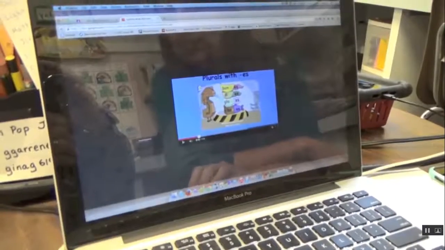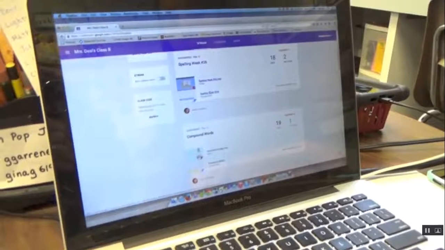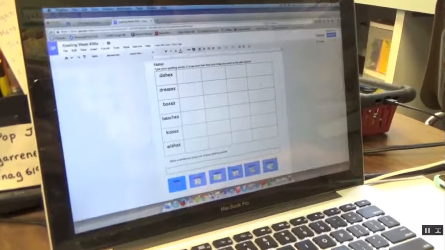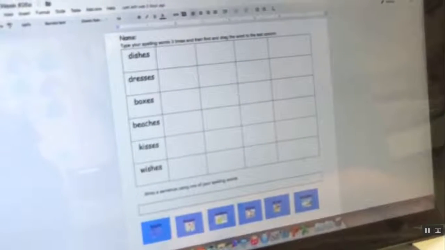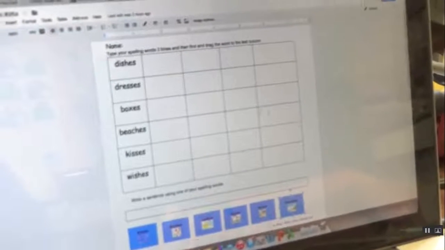So the students watch the video and then they are ready to complete their assignment, which looks like this. They have to type each spelling word 3 times and then they drag the picture and word that matches to the box, just like that. And then at the bottom, they have to use one of the words in a sentence.